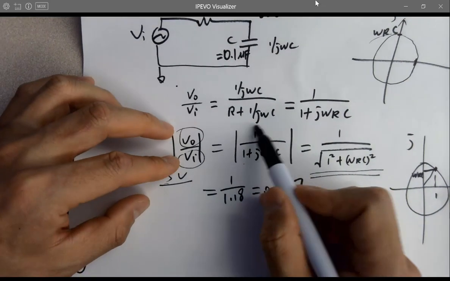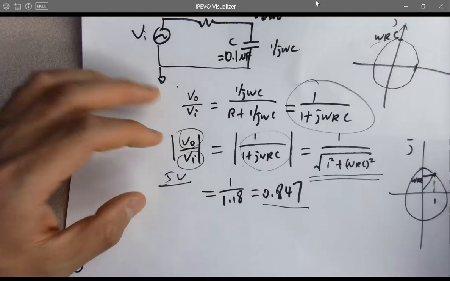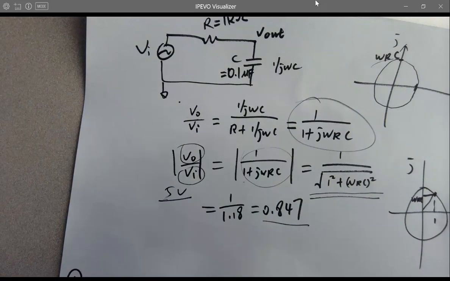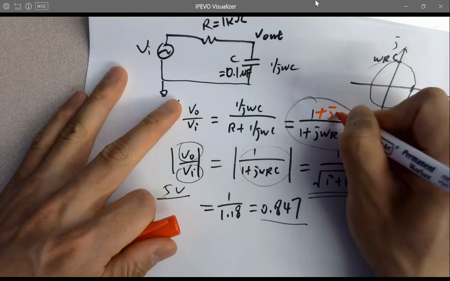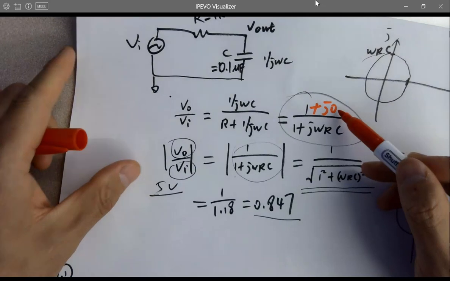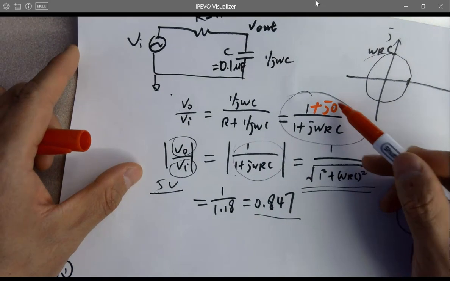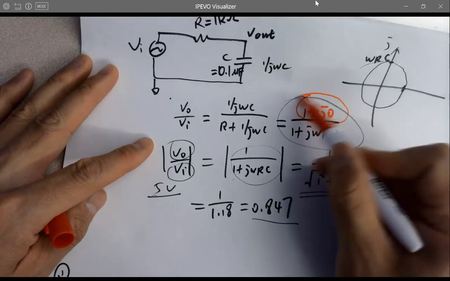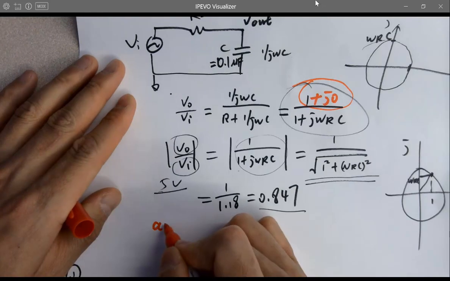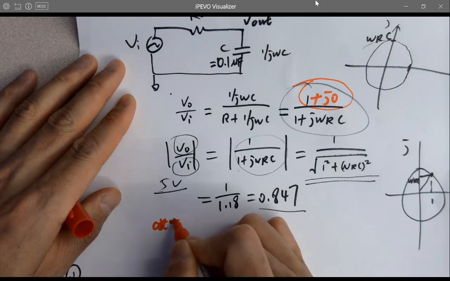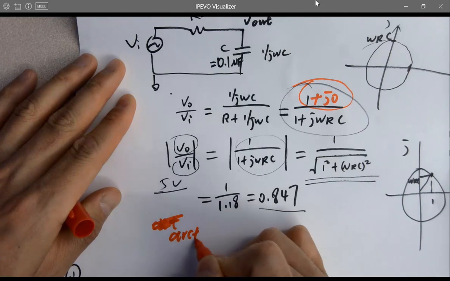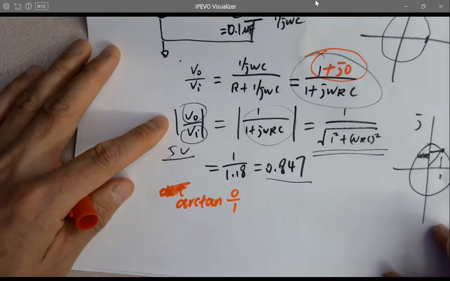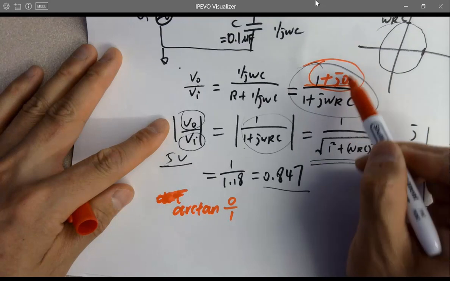And you have this equation here, or here, as the transfer function of it, right? And the top is equivalent to 1 plus j0 because there's no imaginary part of it. So just put a 0 here, so 0 times j. So the angle of this guy is arctangent 0/1. That's the angle for this guy.